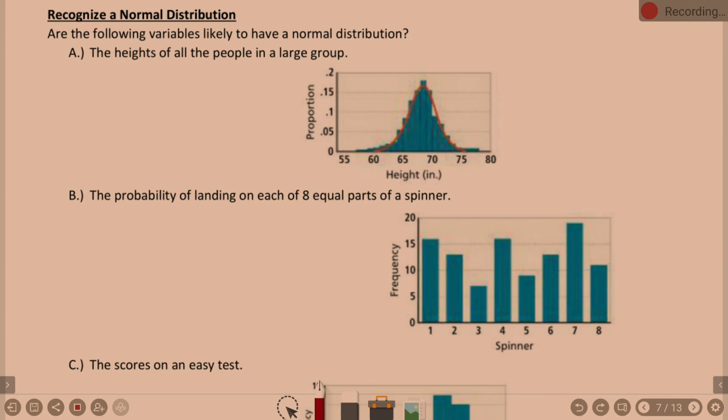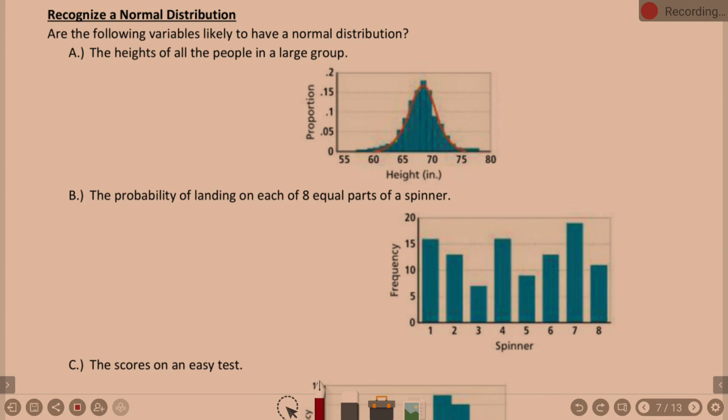So, A is the heights of all the people in a large group. Looks like it, yes. For one, how do we know? The shape. Does my shape in general, you can't get nitpicky here, have that symmetric shape? It does. So, yes, this is one that's likely to be normally distributed.